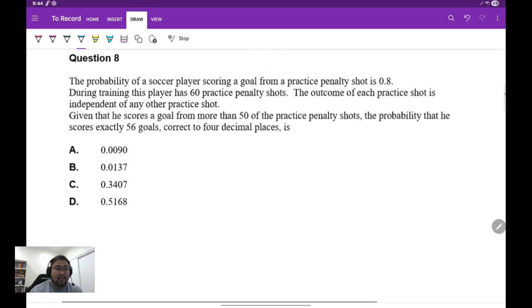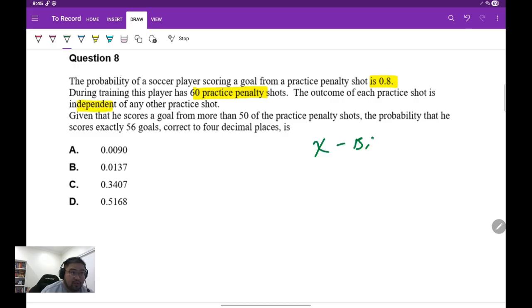Okay, question 8. Question 8 talks about scoring 60 practice penalty shots. But if we've got 60 penalty practice shots, we need to recognize there's success, there's a number, and there's independence. So we can say this is a binomial distribution. We've got 60 trials, and we've got a probability of success of 0.8.